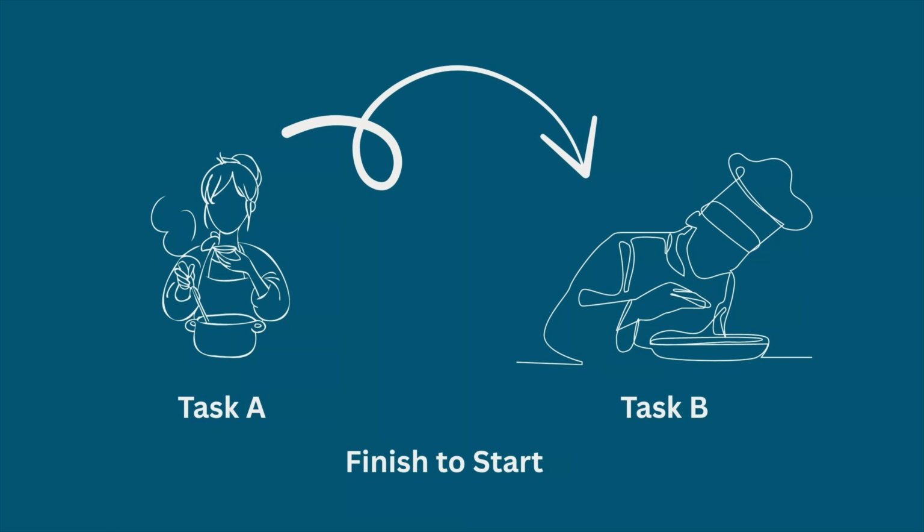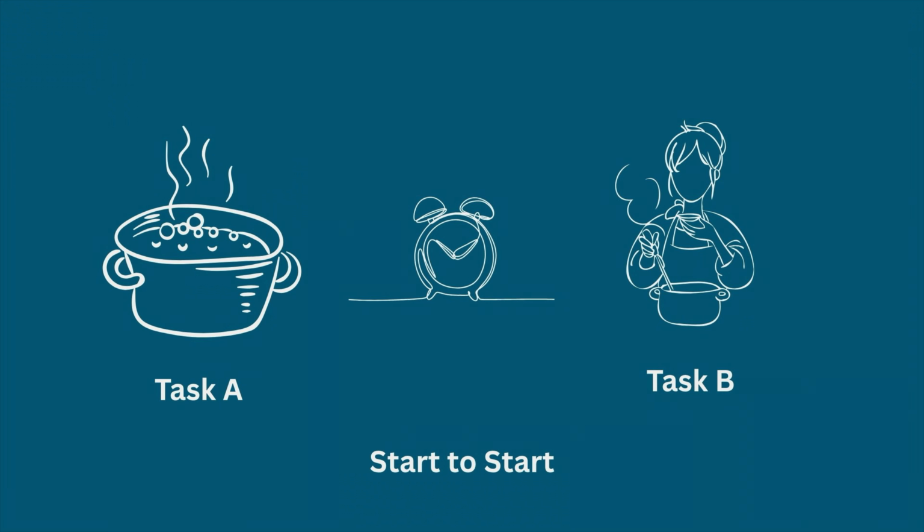Let's look at these with an example of cooking a meal. With finish to start, you can't start plating the food, task B, until cooking is finished, task A. This is the classic sequence. First you cook, then you plate. With start to start, you want to start boiling the pasta, task A, and start making the sauce, task B, at the same time. Both tasks begin together so that everything is ready at once.